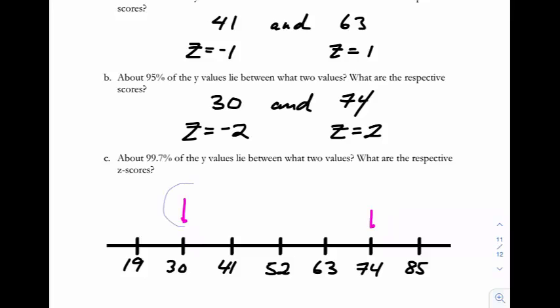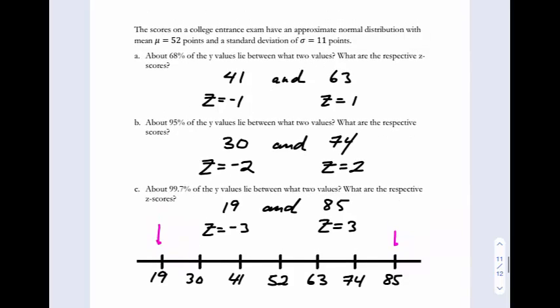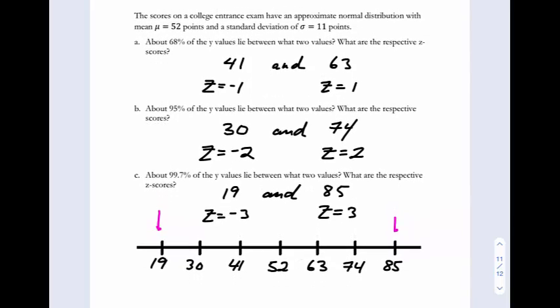And the last bit there, for 99.7%, is all these. You can see there's going to be between 19 and 85. So between 19 and 85, and that would represent a z-score of -3 for the lower end, and a z-score of +3 on the upper end. So that's given here in this one, section 6.1 for the standard normal distribution.